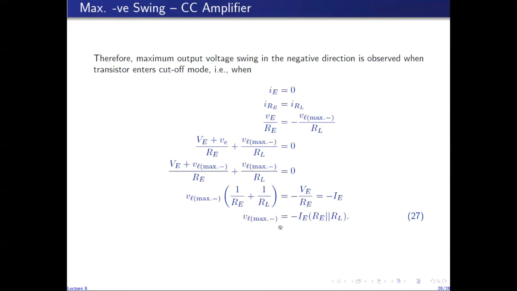So knowing these expressions for the maximum positive and maximum negative peaks of different configurations, we can find their magnitude, and whichever of the two is smaller, we multiply it by 2 to get the maximum symmetric swing of the amplifier configuration under consideration. So with this, we reach the end of this lecture.